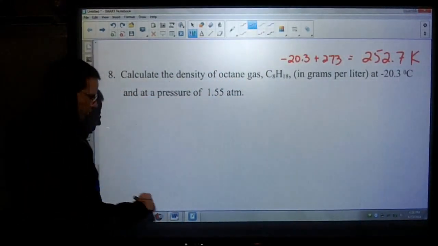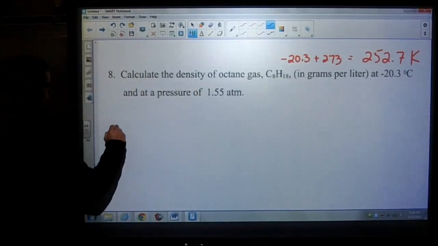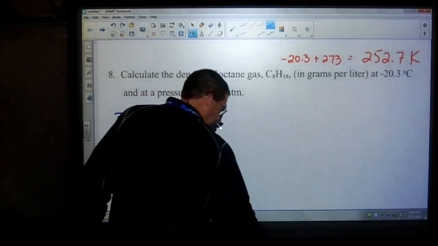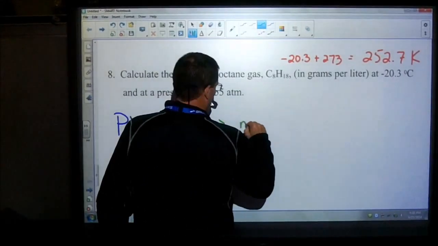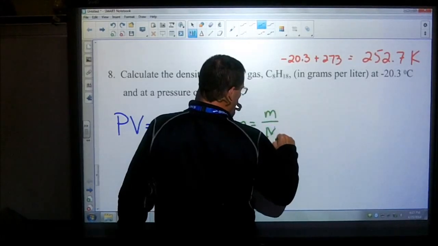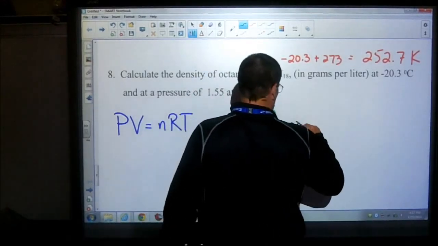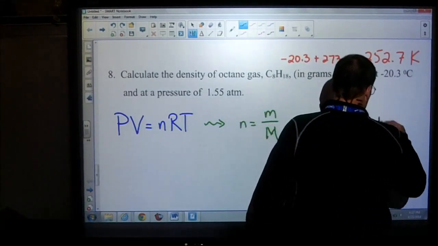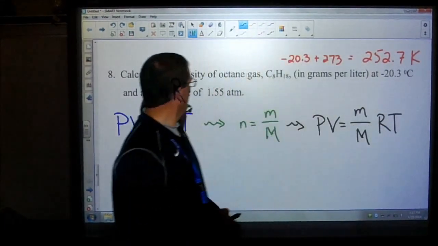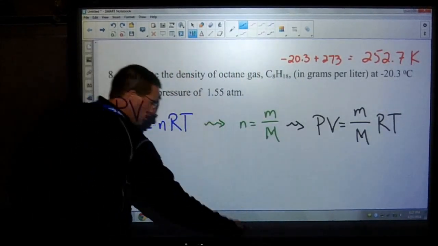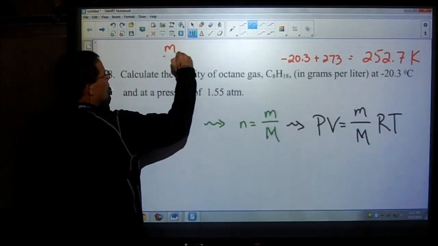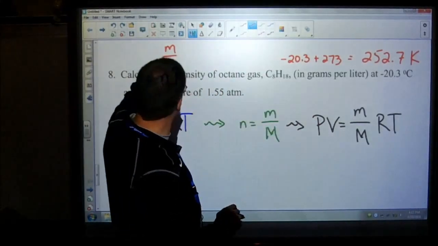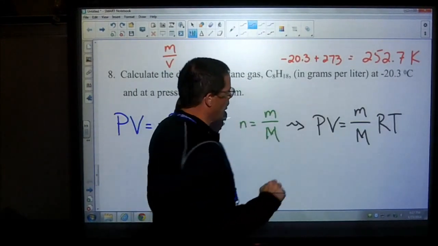If we're calculating density, let's rearrange PV equals nRT first. So we have PV equals nRT. We must substitute the value of n for little m over big M. So now the equation looks like this, where we have PV equals little m over big M times RT. And since we're looking for density, what that means is that we want to find the units, which is mass over volume. So we need to rearrange all of this so that we have this on one side of the equation.